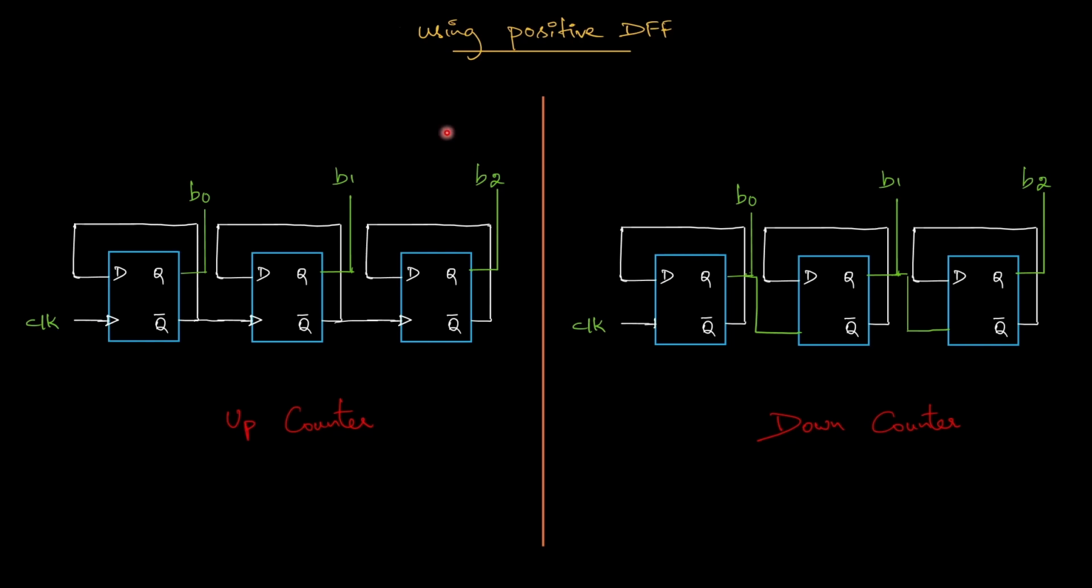First, let's use only the positive edge trigger D flip-flop. To make the D flip-flop behave like a toggle flip-flop, we simply connect the Q bar to the D, such that every positive clock edge causes the output to toggle.